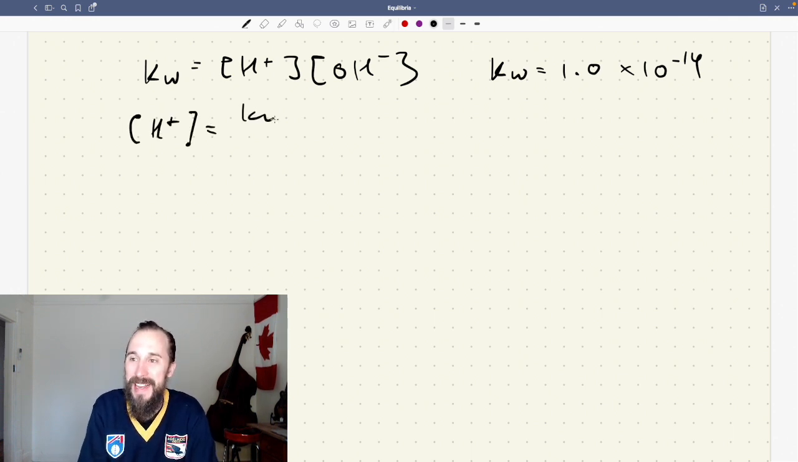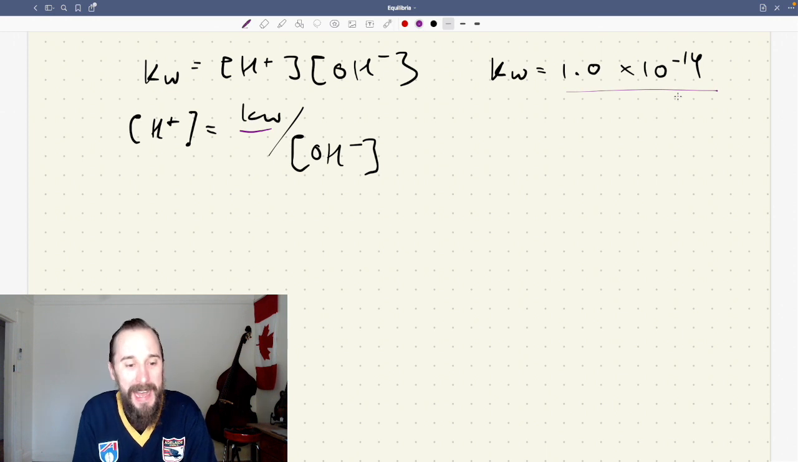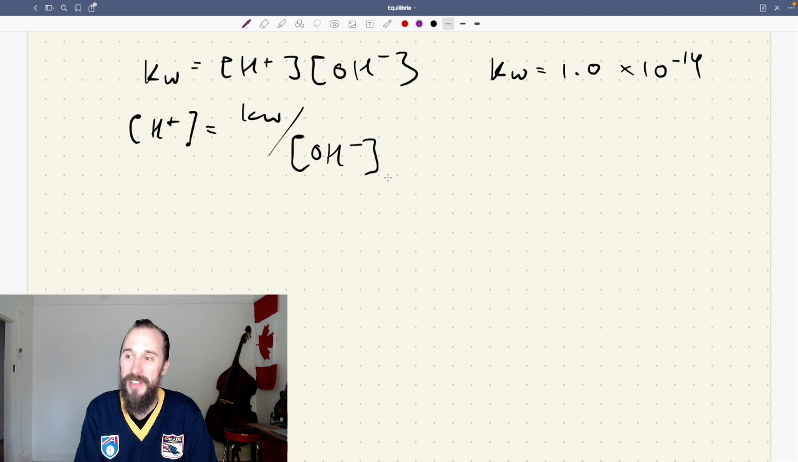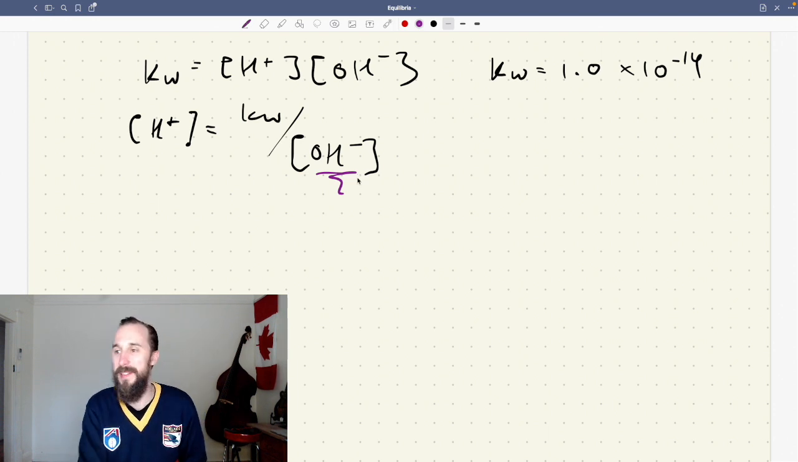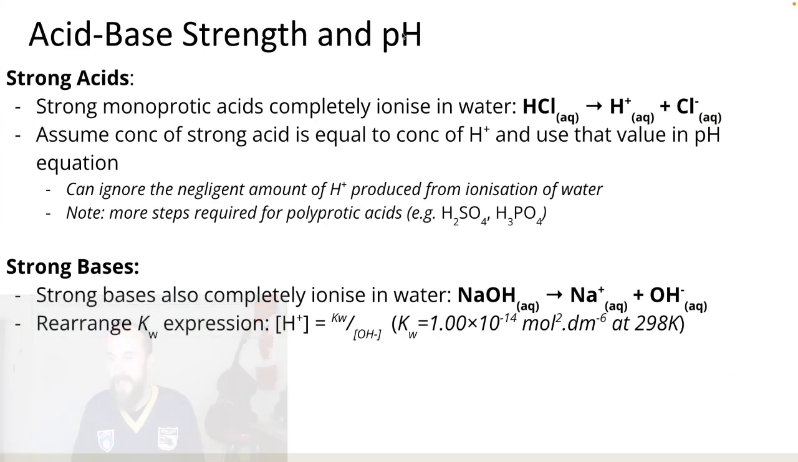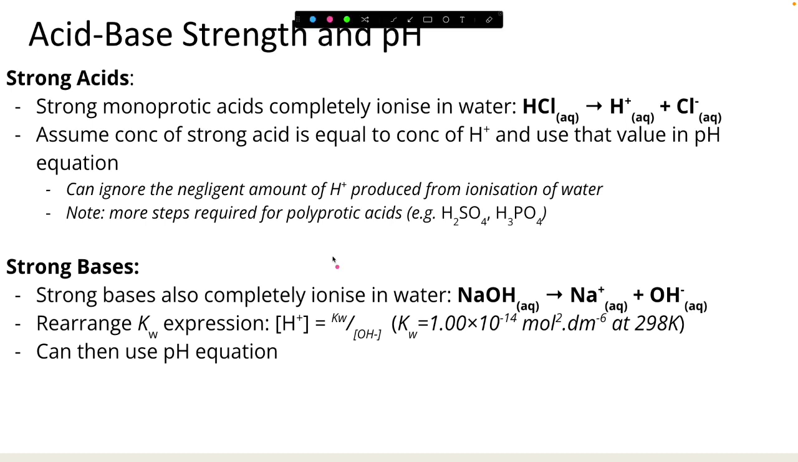H plus is equal to Kw divided by the concentration of hydroxide ions. Now, the Kw is constant, so we have a value for that. It's a strong base, so we can assume that the concentration of our base is going to be equal to the concentration of our hydroxide ions. So that's what we got here. We can rearrange the Kw expression, and once we've got our concentration of H plus, we can plug it in Old Faithful to get the pH. pH equals minus log of H plus.